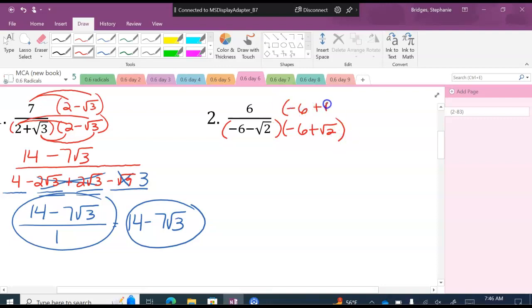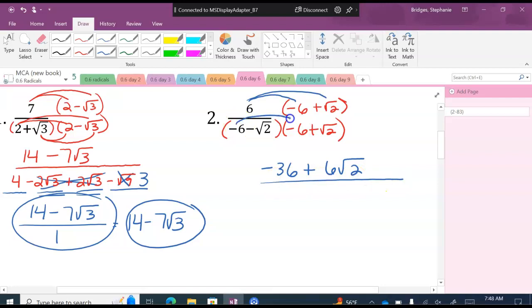So I want to give you just a minute to work that out. Okay. Go ahead and multiply at the top. Multiply at the bottom. All right, so at the top, I'm going to take the 6 and multiply it by each term. So that's going to give me negative 36 and a positive 6 square roots of 2. And then I'm going to do the same thing at the bottom. I'm going to distribute, starting with this negative 6. It gets multiplied by both terms in the second.